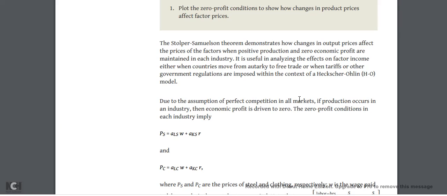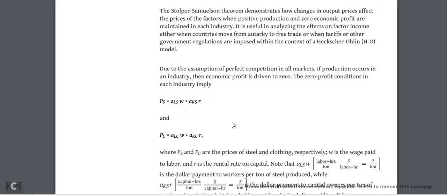The first assumption we made is that there is perfect competition in all the markets. In this perfect market, if production occurs in an industry, what happens? The economic profit is driven to zero. In the initial stages, the economic profit may be more than zero, but gradually, due to the larger number of entrants into the market, the economic profit will be driven to zero. The zero profit condition in each country may be written in the form of an equation.